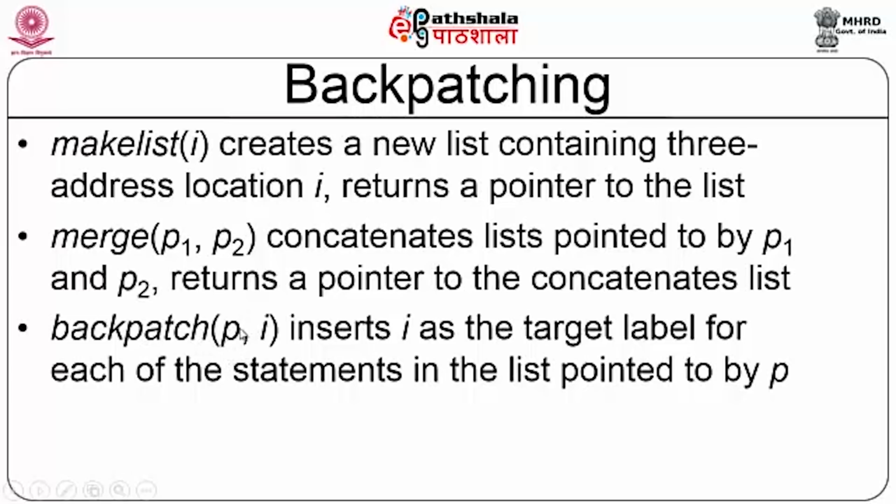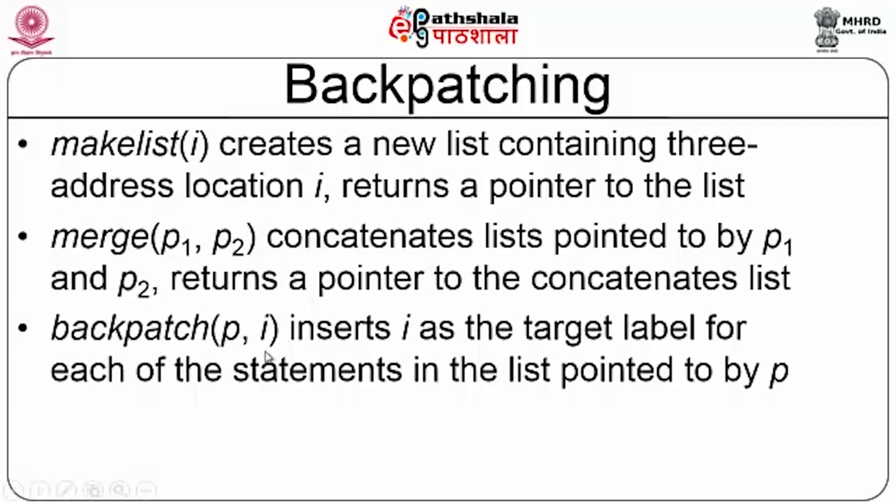So, P is a pointer to a list. This list will have so many items. Each item will basically have a line number, that is which area needs to be backpatched. Now, what the backpatch function does is, it traverses the list, gets each item from the list and then tries to fill that up with the line number I.